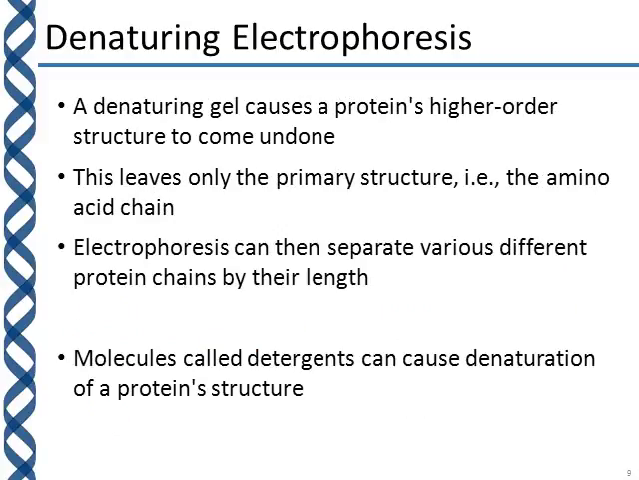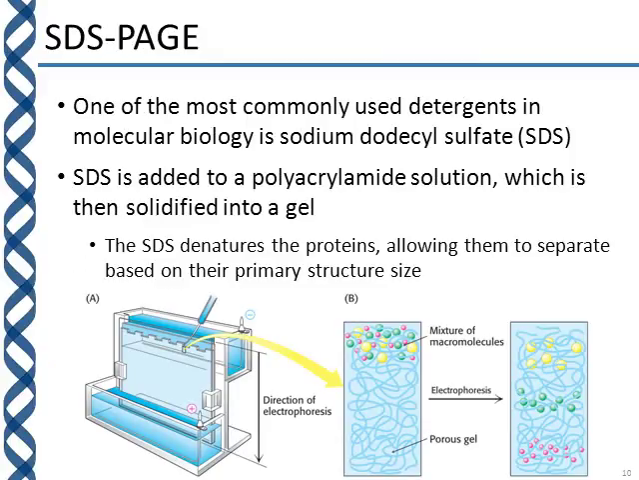A denaturing gel causes a protein's higher order of structure to become undone. This leaves only the primary structure, i.e. the amino acid chain. Electrophoresis can then separate various different protein chains based solely on their length. Molecules called detergents can cause denaturation of the protein structure. One of the most commonly used detergents in molecular biology is sodium dodecyl sulfate, or SDS. SDS is added to a polyacrylamide solution, which is then solidified into a gel. The SDS denatures the proteins and allows them to separate based on their primary structure.